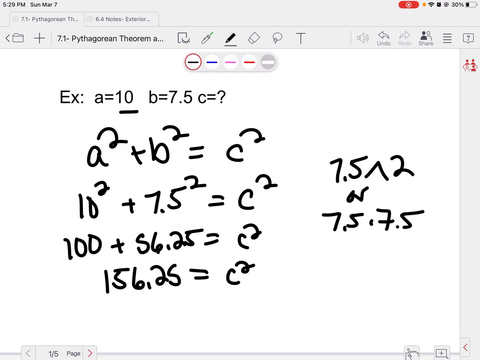Now this is something we haven't really covered yet: squaring. What's the opposite of squaring something? Well, it is square root. So if I want to get rid of the square, because I want to know what just the side c is, I don't care about what c squared is, I'm going to go ahead and square root both sides. And I'm going to go ahead and pull up my calculator here.